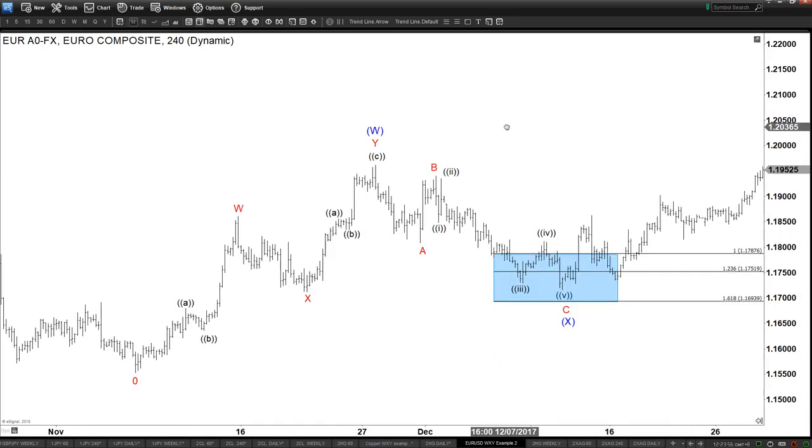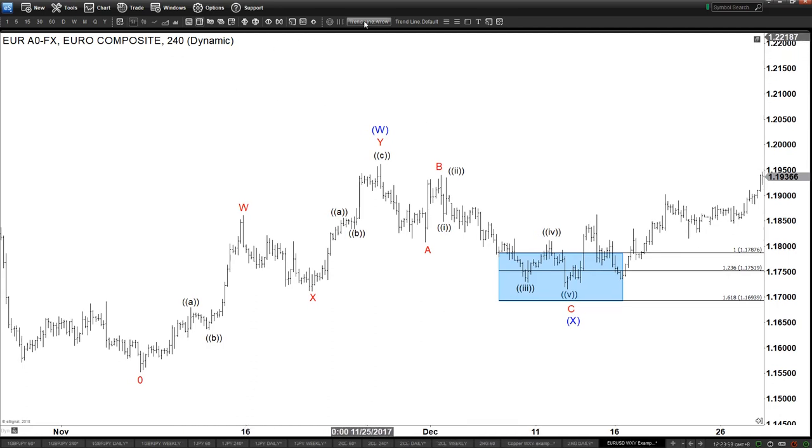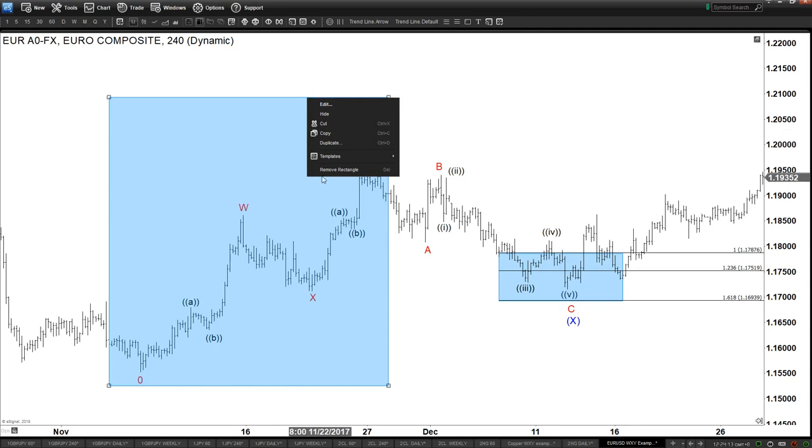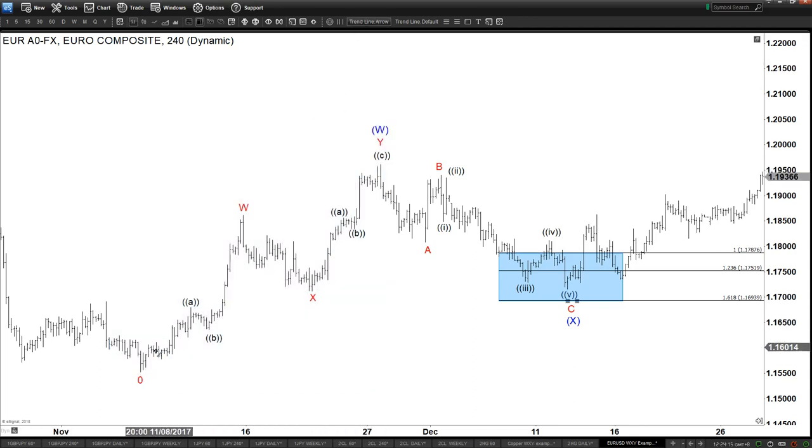This is an example of the Euro 4-hour chart. We will be focusing on this move here, from this starting point on the lower left to this upper right here. Now we can see this is clearly a three waves move: 1, 2, 3. That's a three waves move, right?